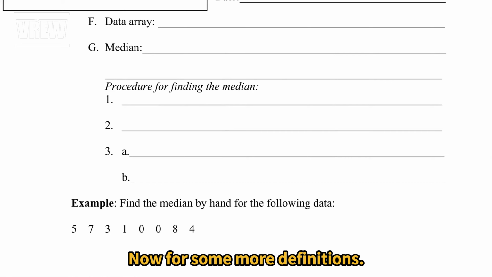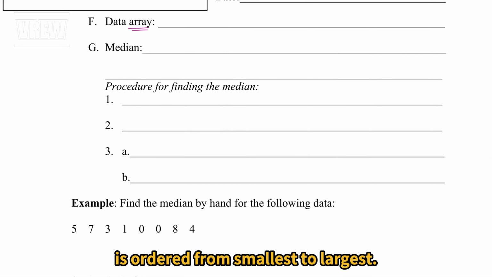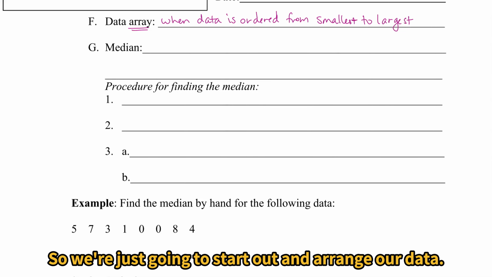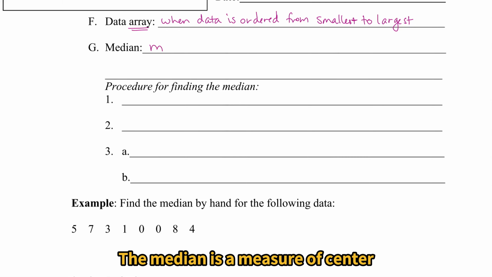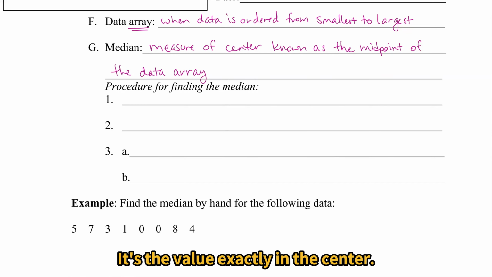Now for some more definitions. A data array is when data is ordered from smallest to largest. So we're just going to start out and arrange our data. The median is a measure of center known as the midpoint of the data array. It's the value exactly in the center.